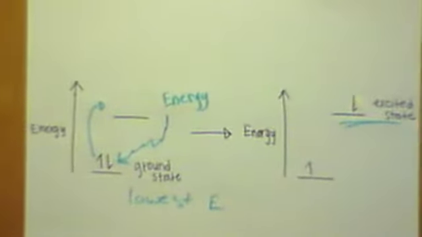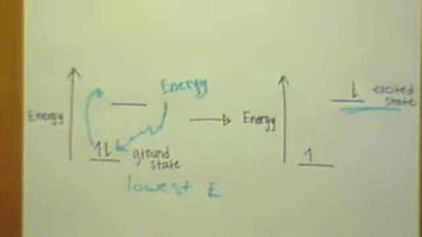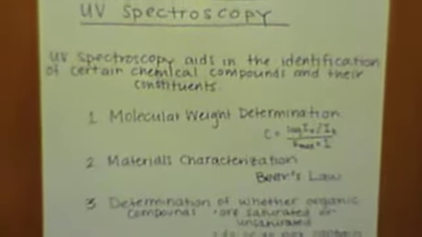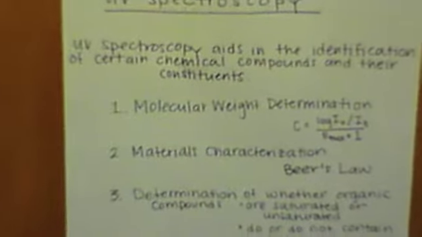And anyway, so moving on, we can look at the applications of UV spectroscopy. Essentially, UV spectroscopy aids in the identification of certain chemical components and their constituents. So we can look at the molecular weight of an unknown compound, and that can be determined using an equation for the concentration and then converting that into molecular weight or into grams.